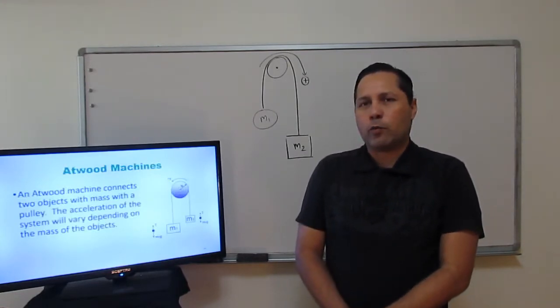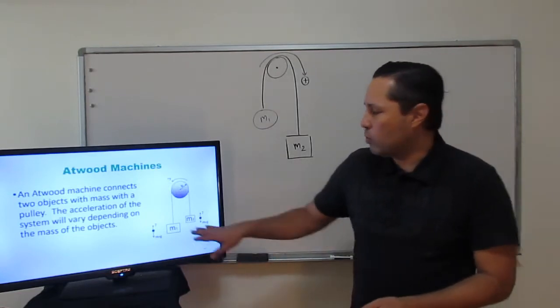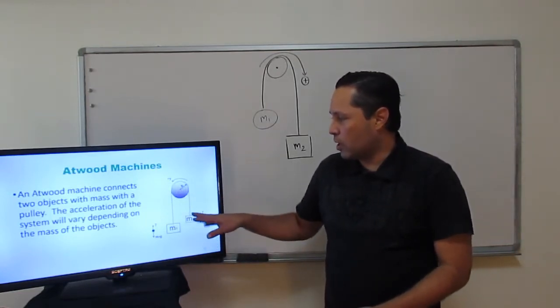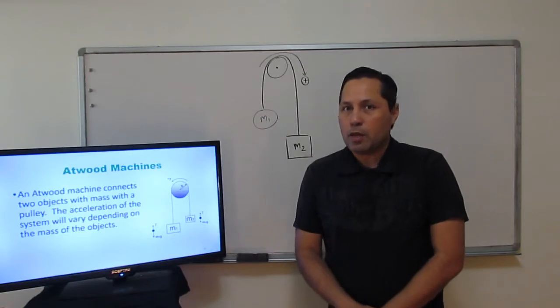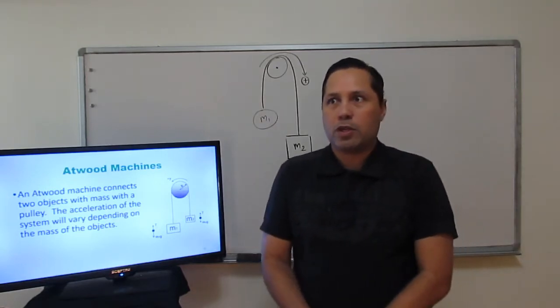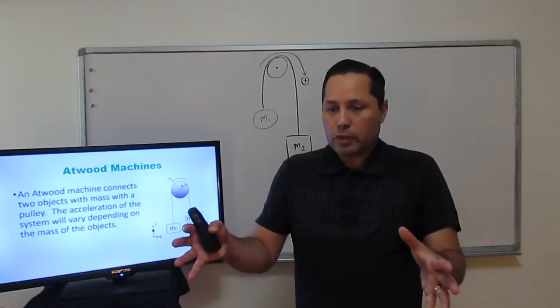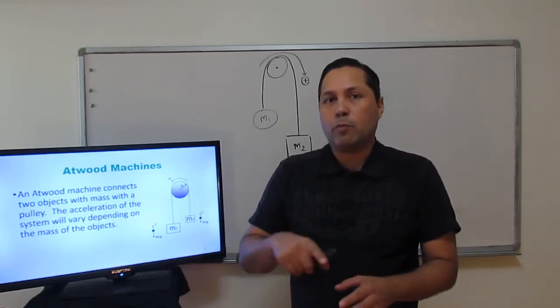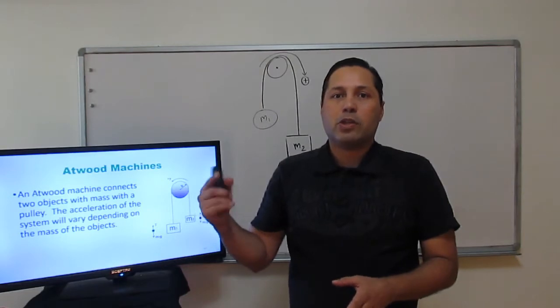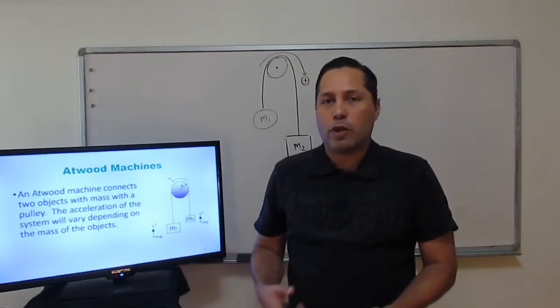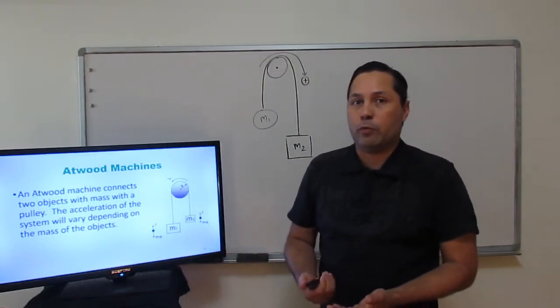Okay, so what is an Atwood machine? An Atwood machine would be two masses attached to each other by a string with a pulley in between them. That's pretty much a simple Atwood machine. An example of one would be an elevator. An elevator does have the compartment where people travel, but it's attached to a pulley system to a series of weights as well. So an elevator would be a great example of an Atwood machine.